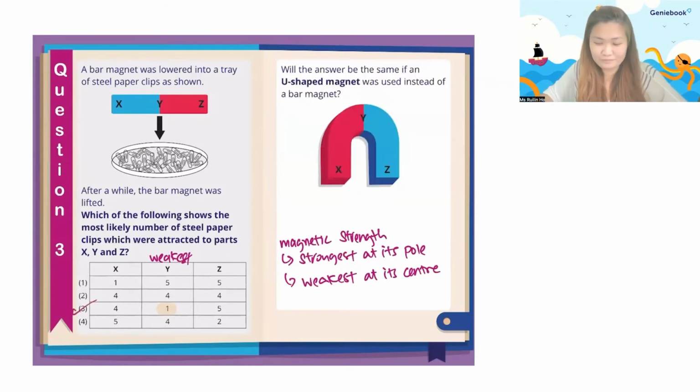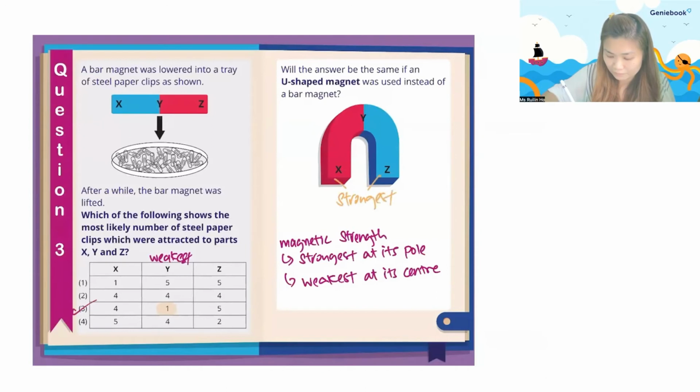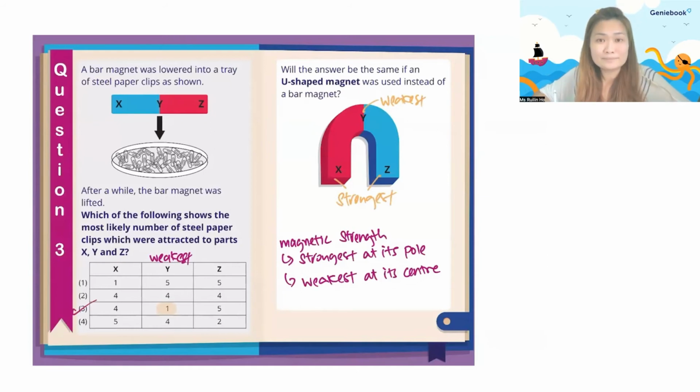I have one question for you. What about the U-shaped magnet? Will it still be the same answer? In a U-shaped magnet, it's the same, as long as the poles will still be the strongest. So X and Z will still be the strongest, and Y would be the weakest. It will still be the same as the bar magnet, just that it's curved.